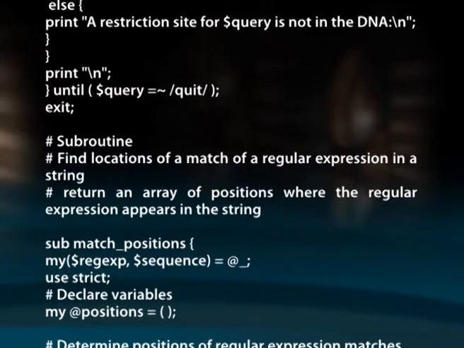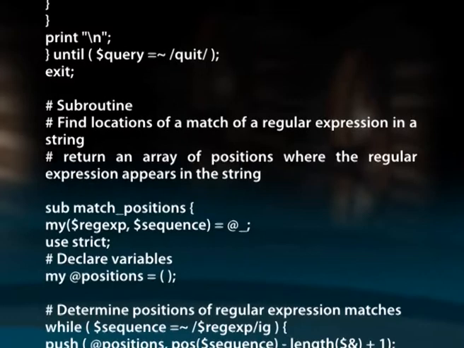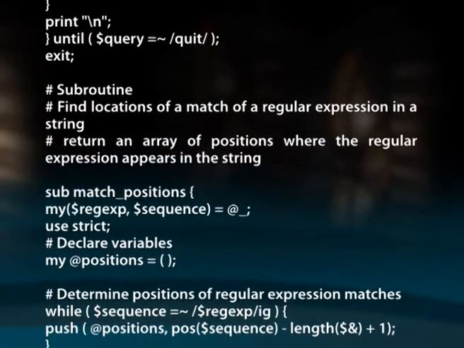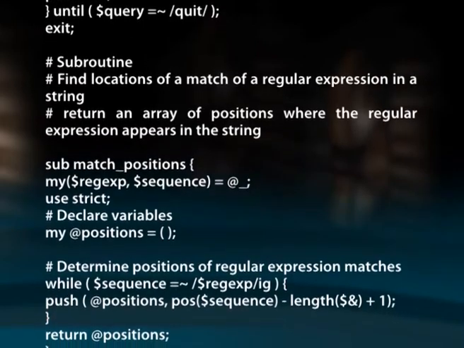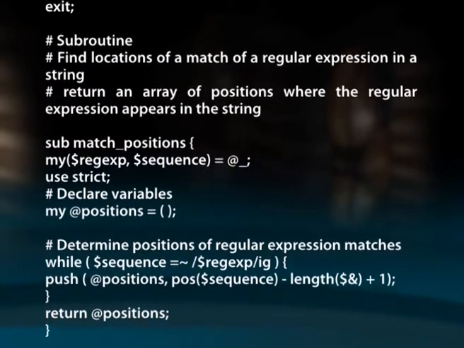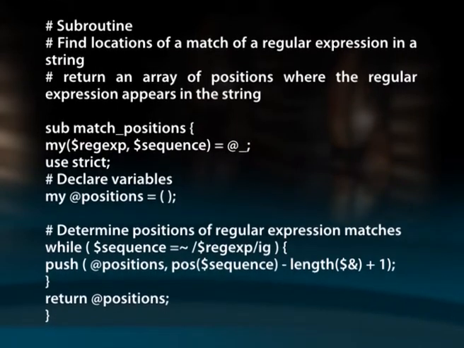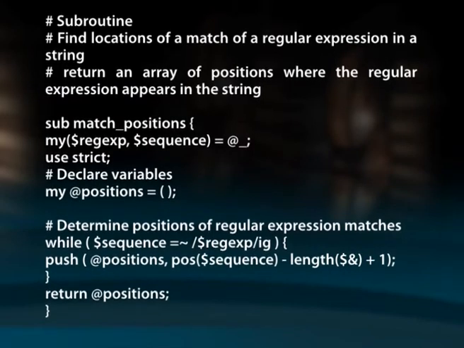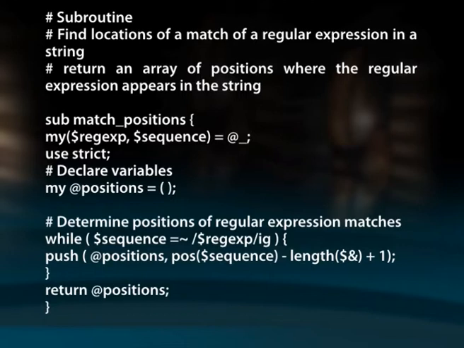The subroutine used is to find locations of a match of a regular expression in a string and return an array of positions where the regular expression appears in the string. For this we use the subroutine match positions. Declare variable positions initialized to an empty array and determine positions of regular expression matches. The while statement is used as $sequence equals regular expression, then push positions pos of sequence minus length of $& plus 1, and return positions.